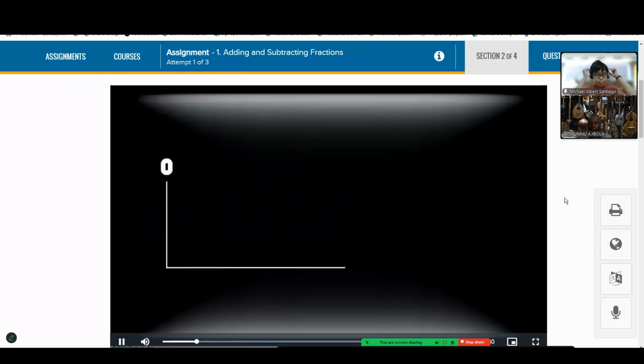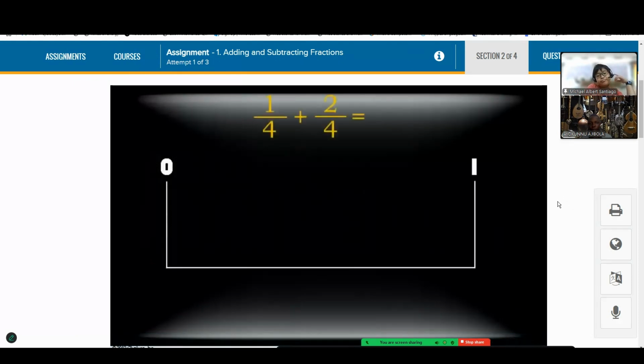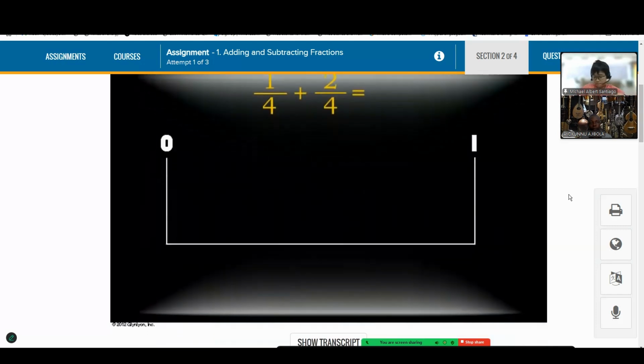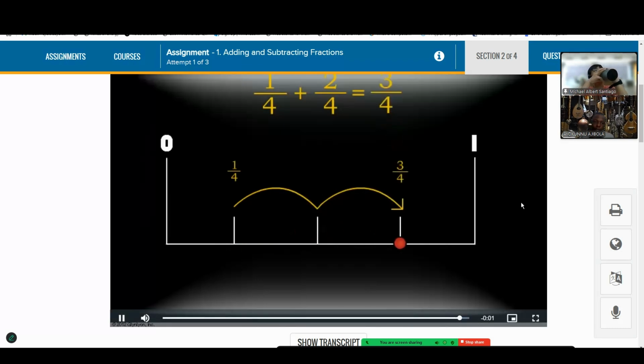Let's represent the addition problem 1/4 plus 2/4 on the number line. Start with 1/4. Remember that we can plot 1/4 on the number line by dividing the length between 0 and 1 into 4 equal pieces and putting a point on the first tick mark. Since each tick mark represents a fourth, we can add 2/4 by moving 2 tick marks to the right. Now our point is on the third tick mark, so 1/4 plus 2/4 is 3/4.